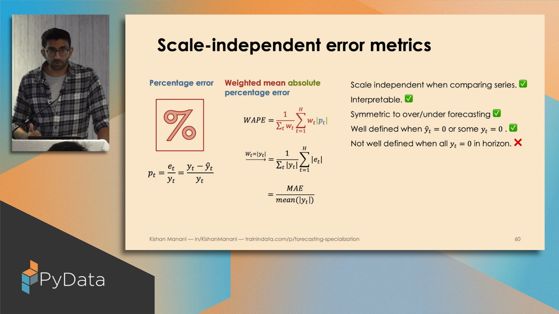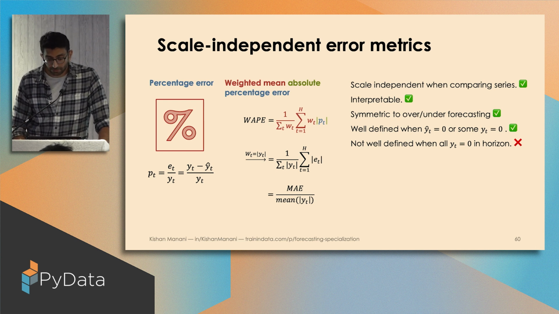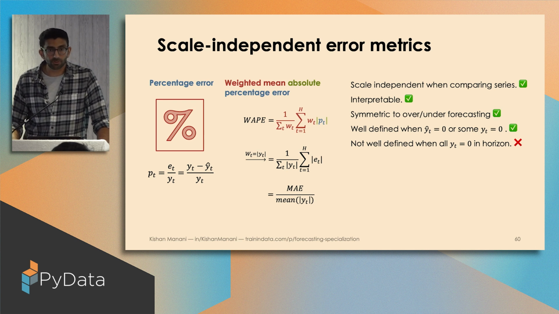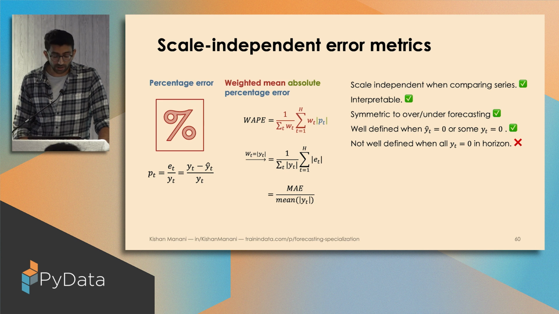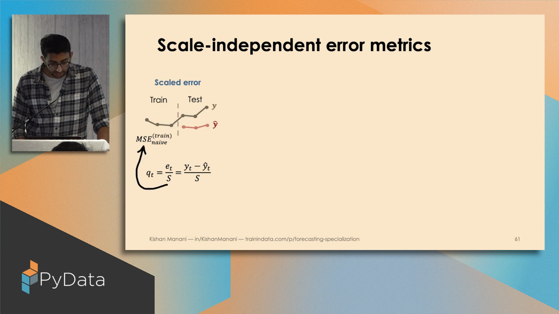Symmetric to over and under forecasting, unlike the mean absolute percentage error I introduced earlier. It's well defined when the forecasted value is 0 or when some of your actual values are 0. The only time it's not well defined is when all of your actuals are 0 in the forecast horizon. So this is quite a nice scale-independent error metric, which is resilient to a lot of kind of exotic properties of time series. The other one that's quite popular are what are called scaled errors.